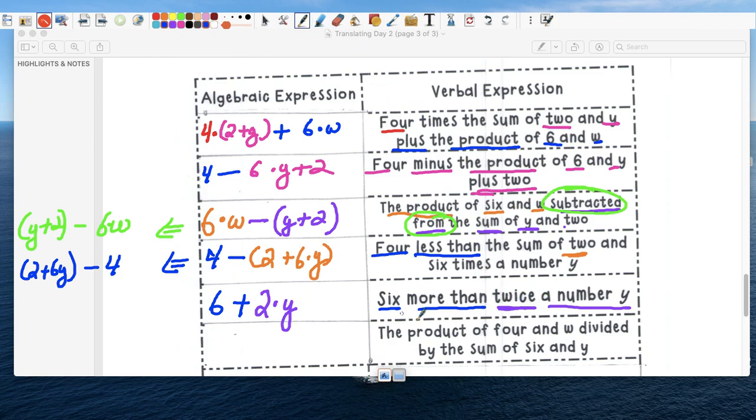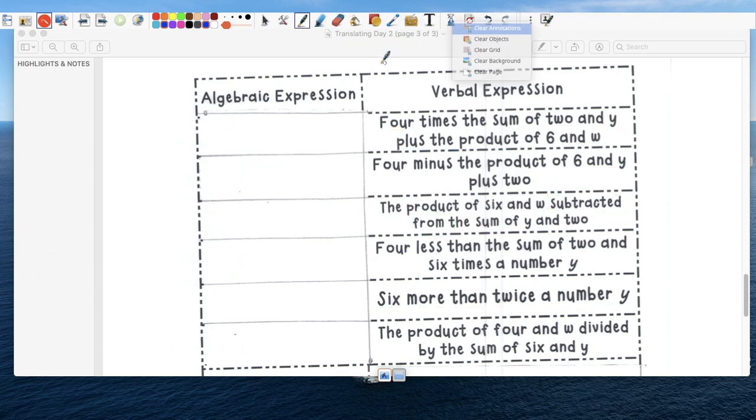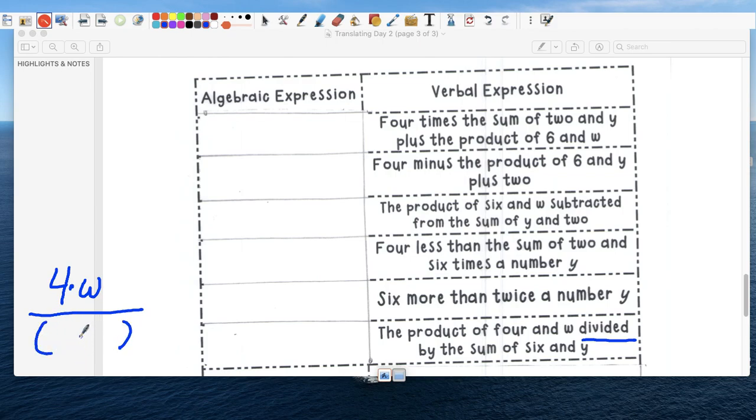El último, the product. Product is multiplying. Who are we multiplying? 4 con quién, 4 and w, lo voy a escribir aquí un poco más. Here we go. 4, the product, right? Product is 4 and w divided, so remember divided here, it's a fraction, divided by what? The sum. So aquí abajo, we're going to put it in parentheses, the sum of 6 and y. Okay, so hopefully that wasn't too bad for you.